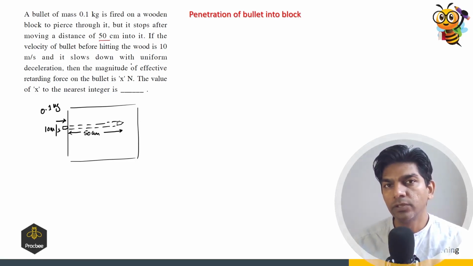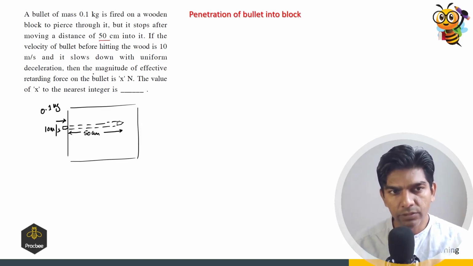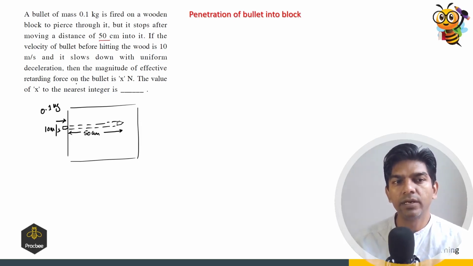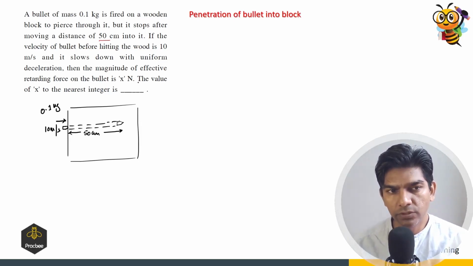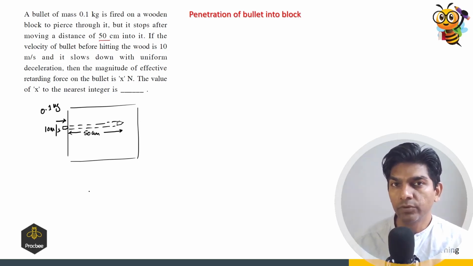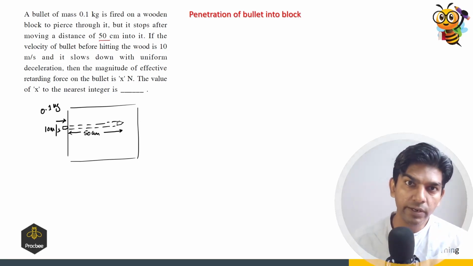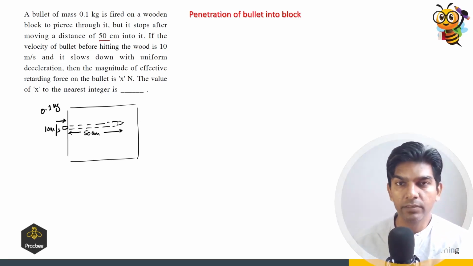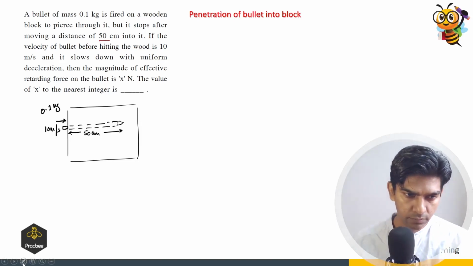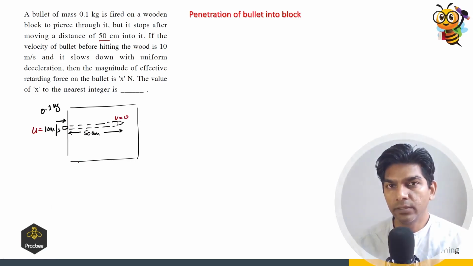And it slows down with a uniform deceleration, then the magnitude of the effective retarding force on the bullet is x Newton. The value of x will be? So we have to find the retardation. Once we know retardation, we can multiply it with the mass, we'll get the retarding force. So here velocity, this is u and v is 0. Now we can apply the third equation of motion.